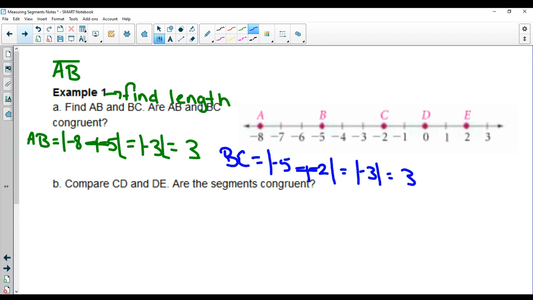Now, next question. Are AB and BC congruent? Remember, what does it mean to be congruent? It means they are exactly the same. They are the same, so we would say yes, they are congruent.